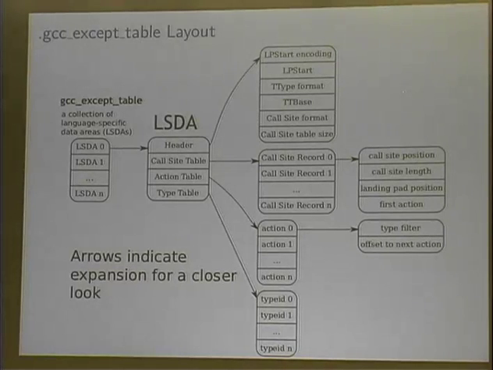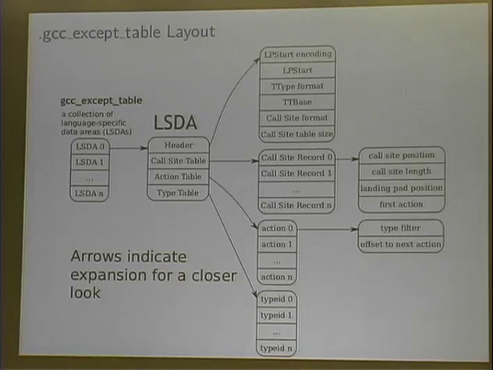The call site table is what determines how the handler is found. So there'd be one call site entry for each try block, because you might have multiple try blocks in a function with different handlers. And then there'll be some call sites around the try blocks to say, oh, this isn't actually part of the try block. We shouldn't handle an exception that comes through here.